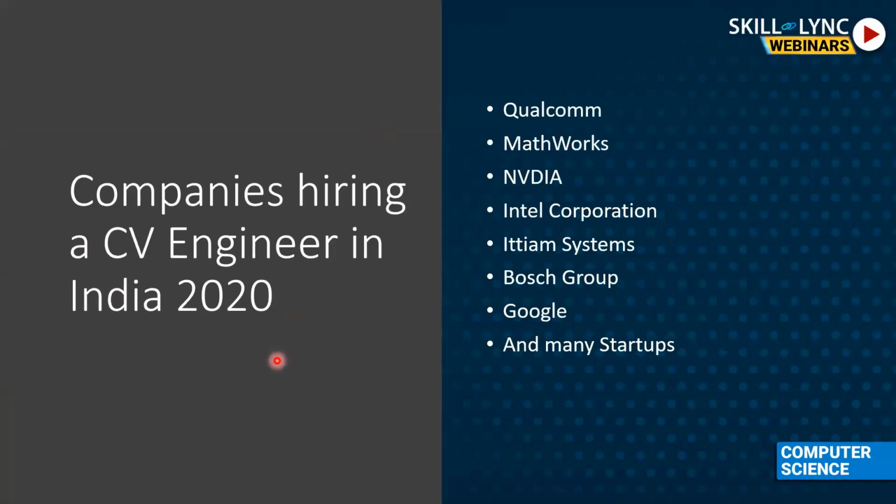These are the companies that are currently hiring computer vision engineers in 2020: Qualcomm, MathWorks, NVIDIA, Intel, ETM Systems, Bosch Group, Google, and not only this, many other startups. And you will ask me, how did I come up with these companies? I searched on platforms like LinkedIn or Indeed or Glassdoor. I went to their job portals, and I summarized that these companies are hiring more computer vision engineers in 2020.